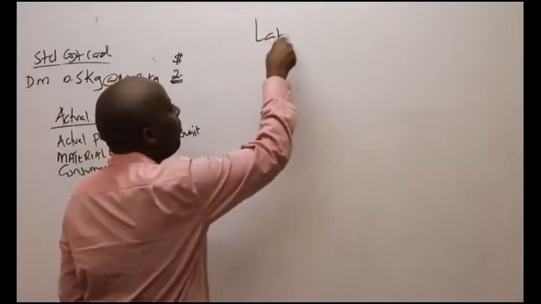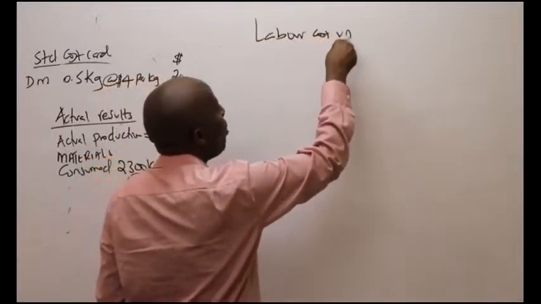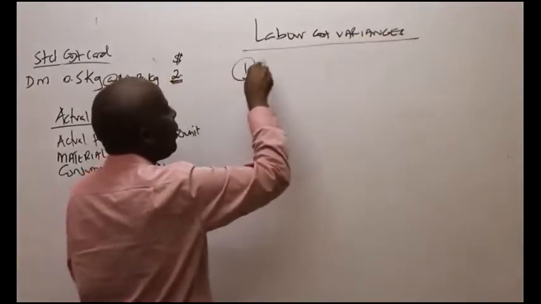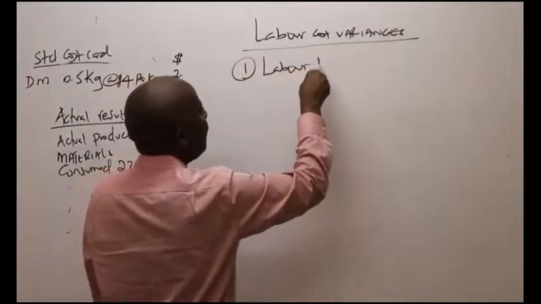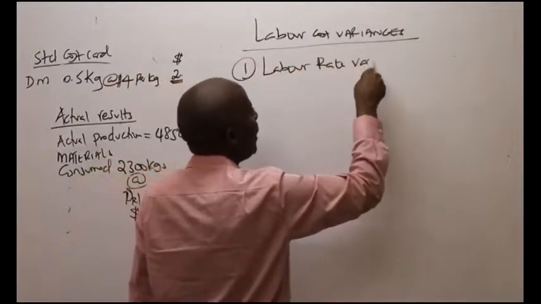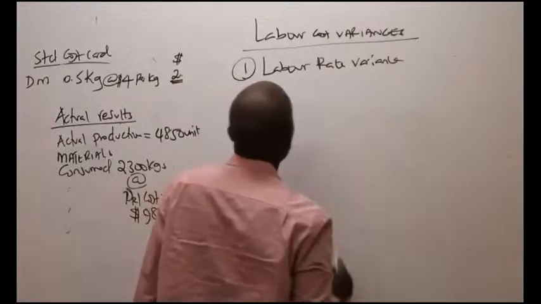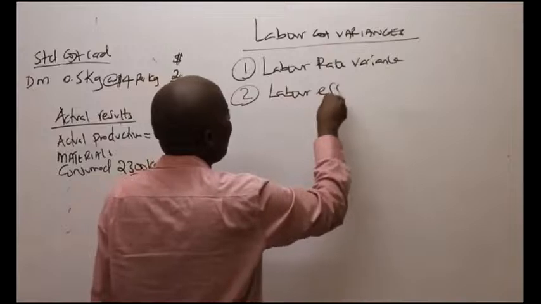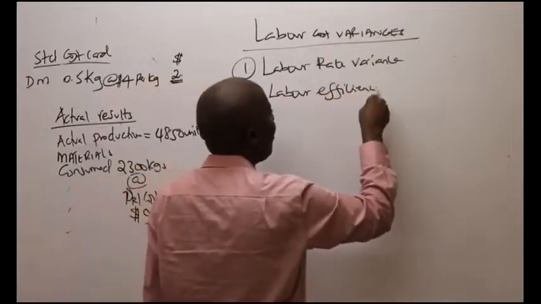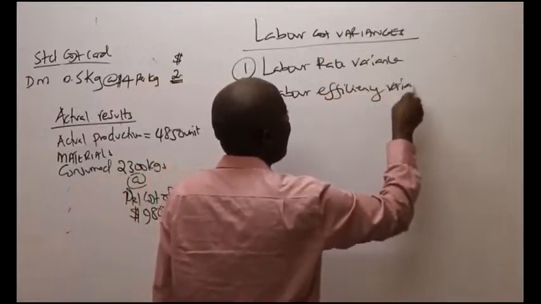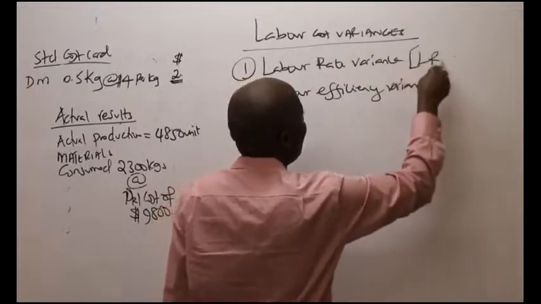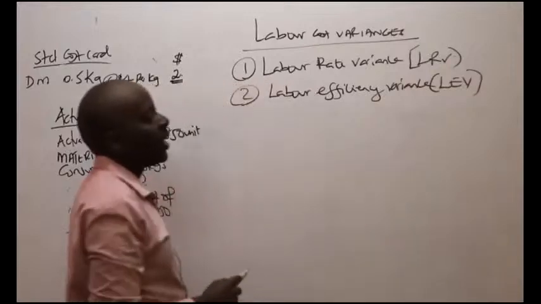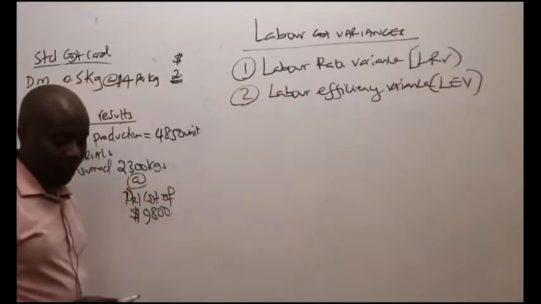We have the labor cost variances. There are two. Number one, we have the labor rate variance. And then number two, we have what we call the labor efficiency variance. So this is the labor rate variance, and this is the labor efficiency variance.